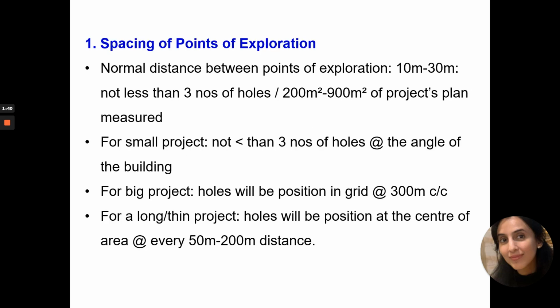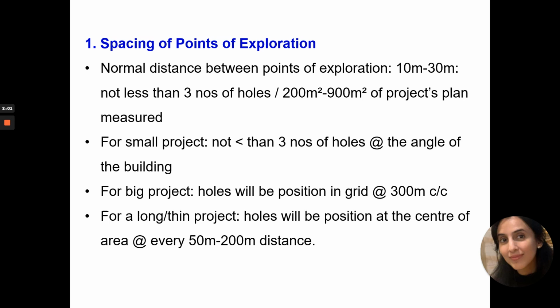So the spacing of points of exploration, if you look at the probe Mackintosh that you have seen in the video, right? So you have prepared a report as well. Basically the distance from one point to the other is about 4 meters. So it depends again on the project. But typically it says about 10 meters to 30 meters.